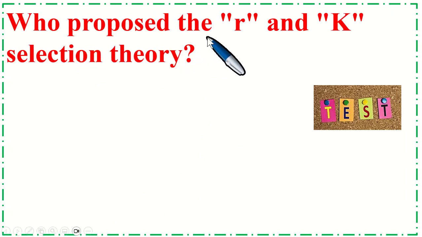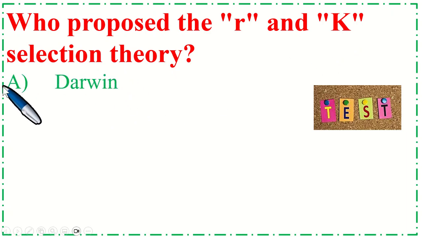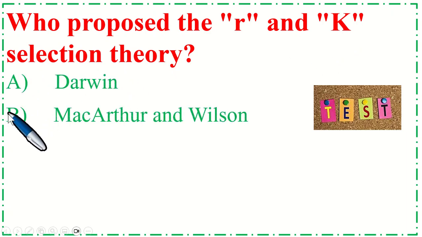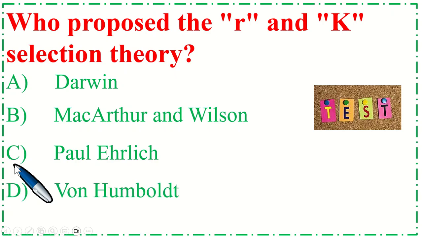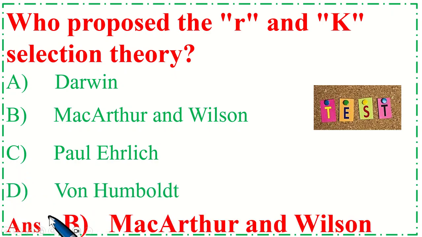Who proposed the R and K selection theory? Correct option is B MacArthur and Wilson.